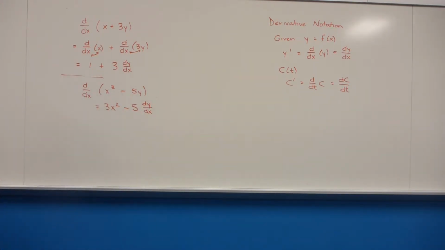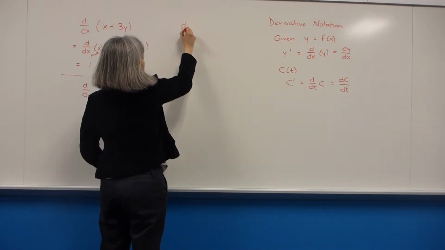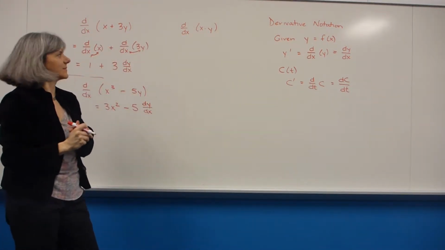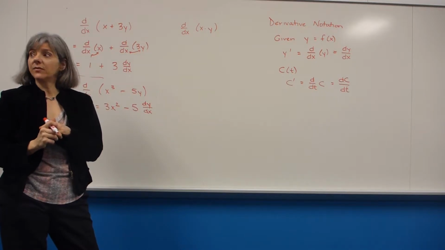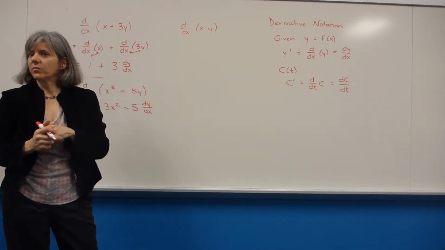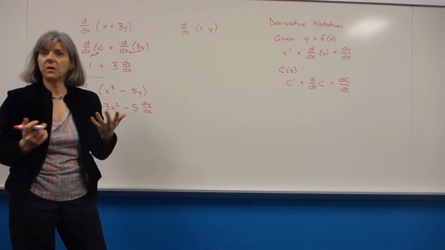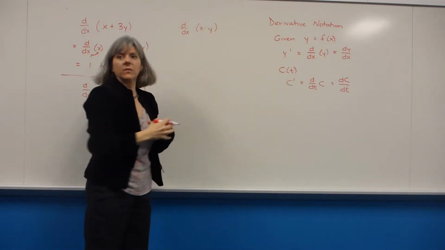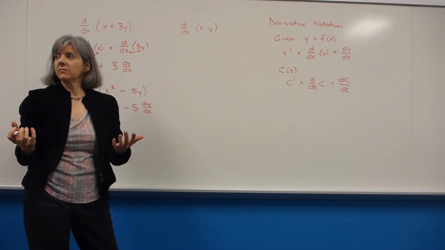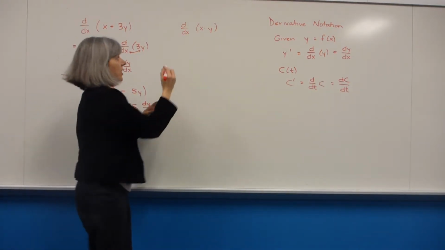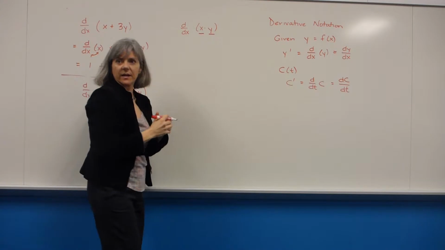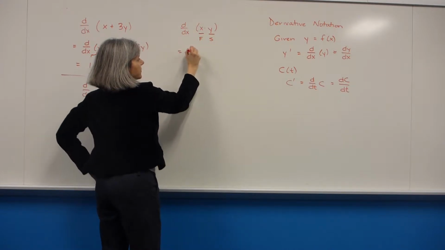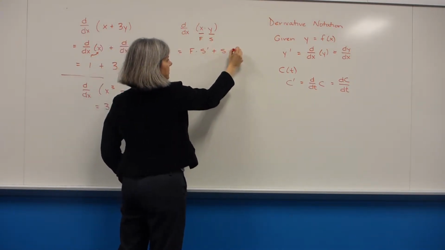All right, so let's try this other one. I put the dot in there. I didn't have to, right? If there's nothing there, we know it is multiplying. So this is the derivative with respect to x of x times y. I said times. What do I have to do? Product rule. Yeah. So first and second. First times derivative of the second plus second times derivative of the first.